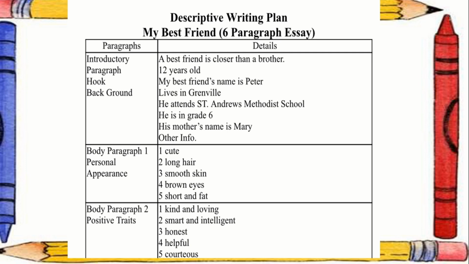And in this paragraph, we are going to be talking about positive traits. Again, simply select 5 words that you are going to use to describe the positive traits of your best friend. So kind and loving, smart and intelligent, honest, helpful, courteous. Again, when you come to writing, all you need to do is to write 2 sentences about each of the words that you have chosen here.